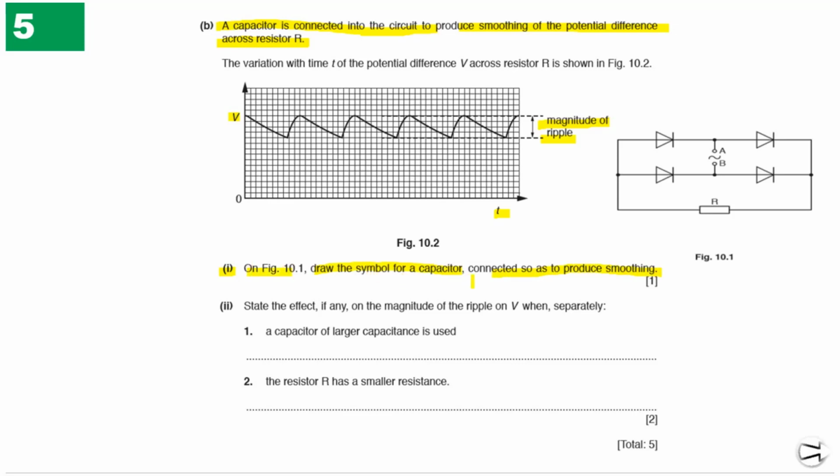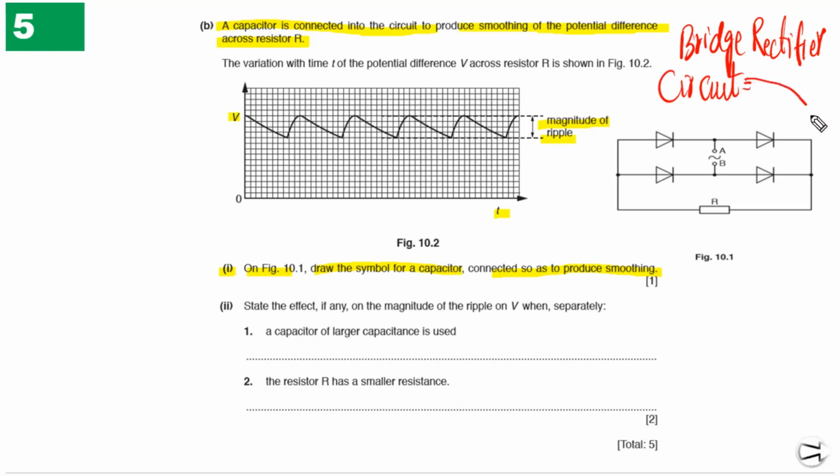So as you can see here, draw the symbol for a capacitor, and we need to produce smoothing of the potential difference across resistor R. It simply means that our capacitor also has to be connected across the resistor. Otherwise, a simple way to understand this is, as this is a bridge rectifier circuit, you can remember that we need to connect the capacitor across the load.